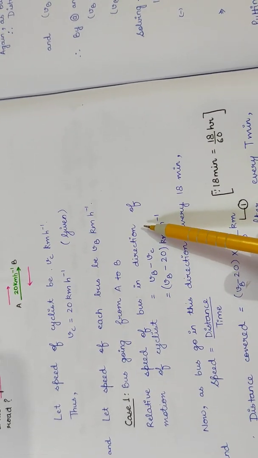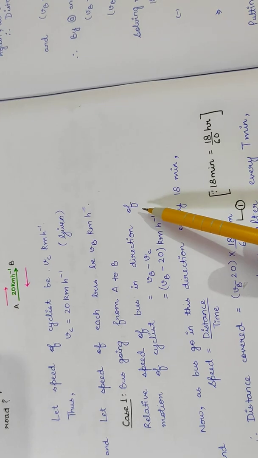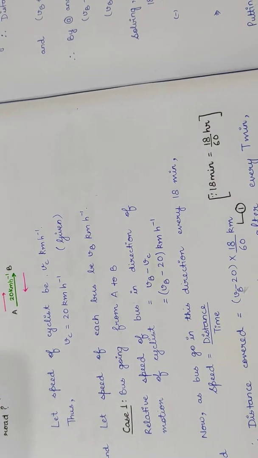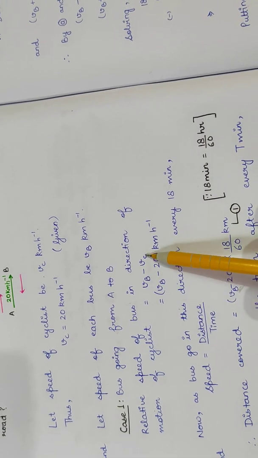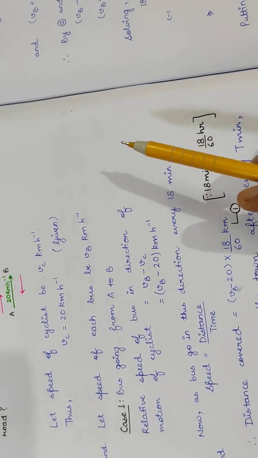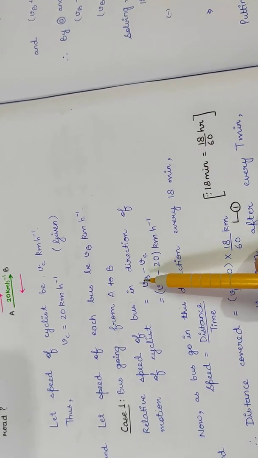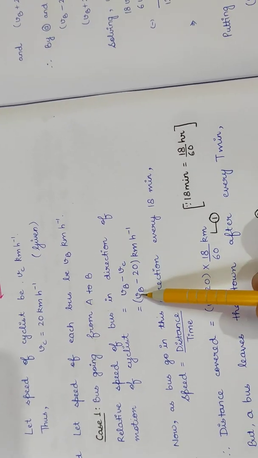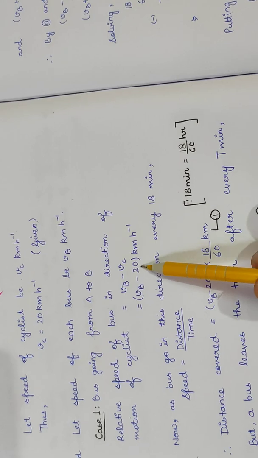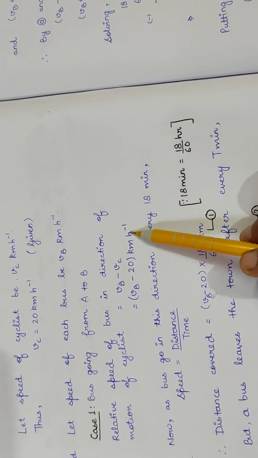But we know that when we talk about two objects moving in the same direction, the formula is Va minus Vb. So here it is speed of bus minus speed of the cyclist. So we will get this. We will put the value of the speed of the cyclist: Vb minus 20 km/h.